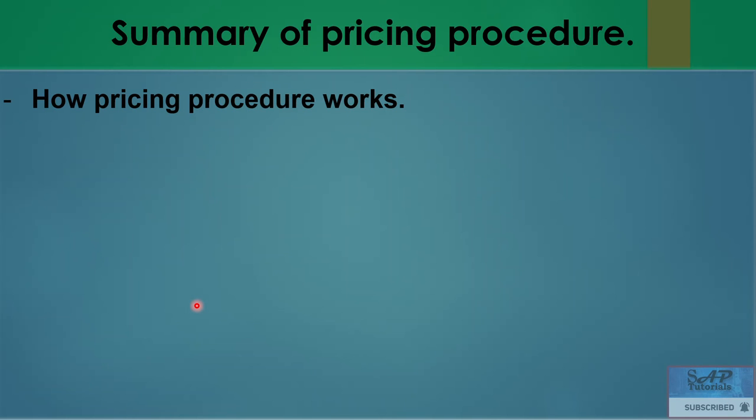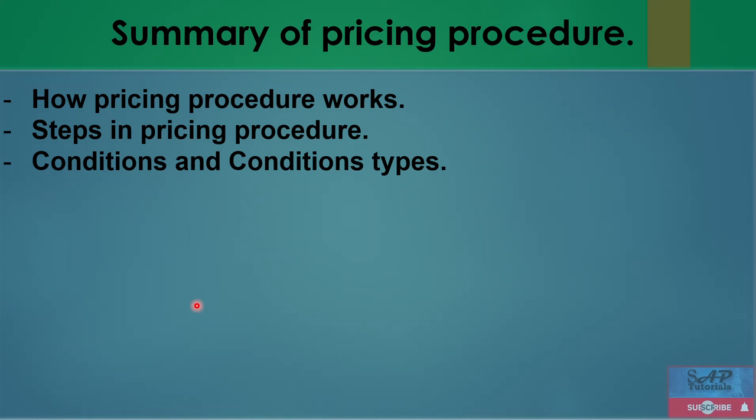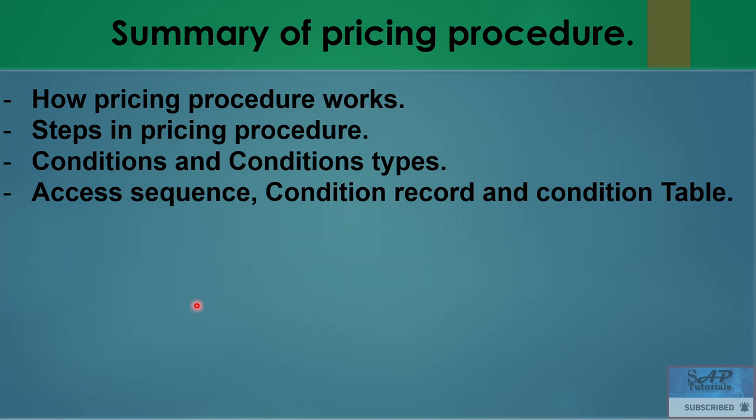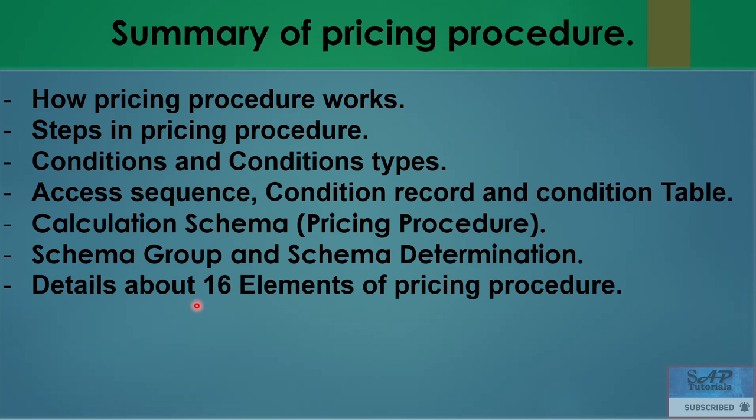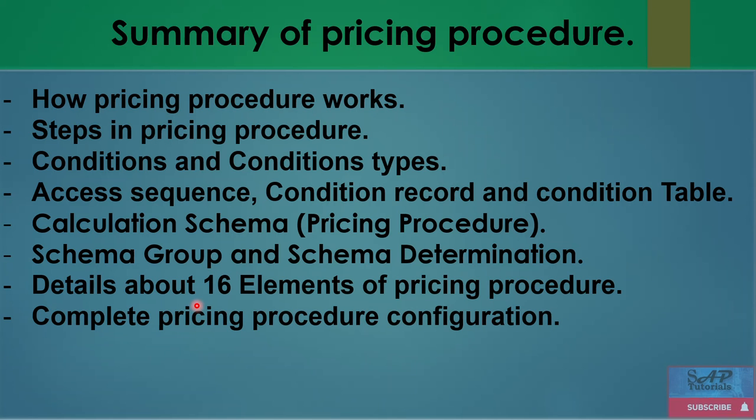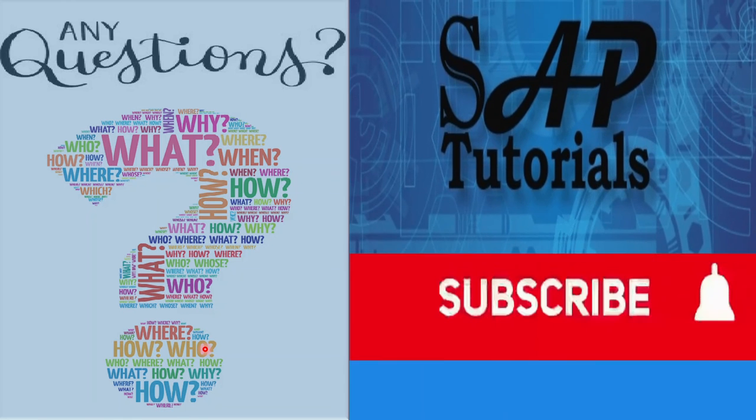So what we have seen today, yeah. How the pricing procedure works, then the steps, what all steps are there in the pricing procedure, then conditions and condition types, then access sequence, condition record and condition table, and how to maintain that condition record, then calculation schema, then schema group and schema determination and how we assign them, then the 16 elements in the pricing procedure, or those 16 fields in schema determination here in the calculation schema. Then we have configured the complete pricing procedure and we have tested that pricing procedure.